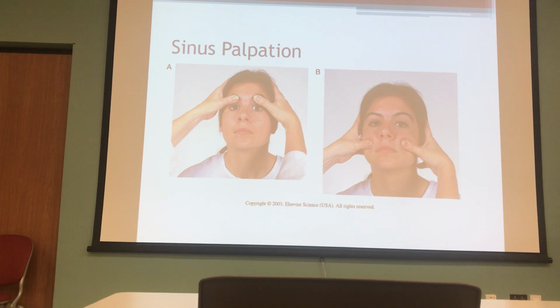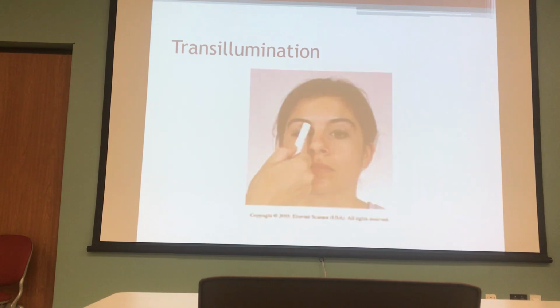You can palpate the sinuses or you can illuminate the sinuses. If I shine a light, I put the light on your orbital sinus or your maxillary sinus. If your sinus is completely full, you will not see the light illuminate. If the sinus is not full, the light will illuminate through. It's transillumination.